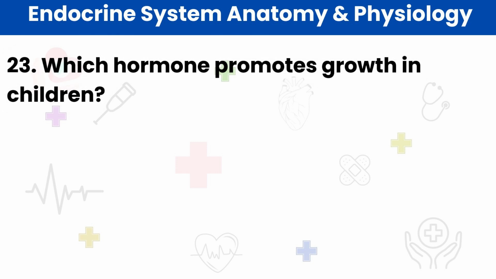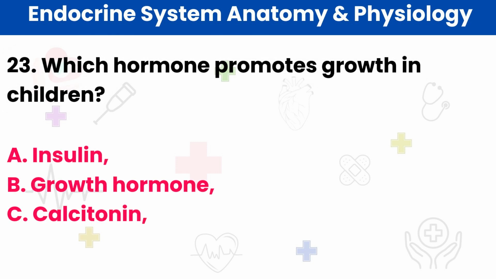23. Which hormone promotes growth in children? A. Insulin. B. Growth hormone. C. Calcitonin. D. Aldosterone.